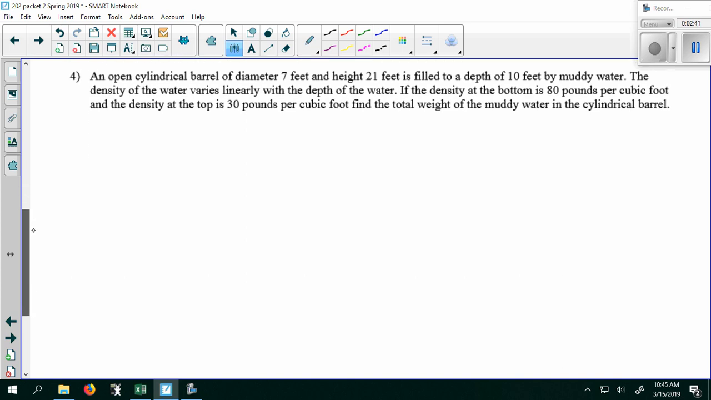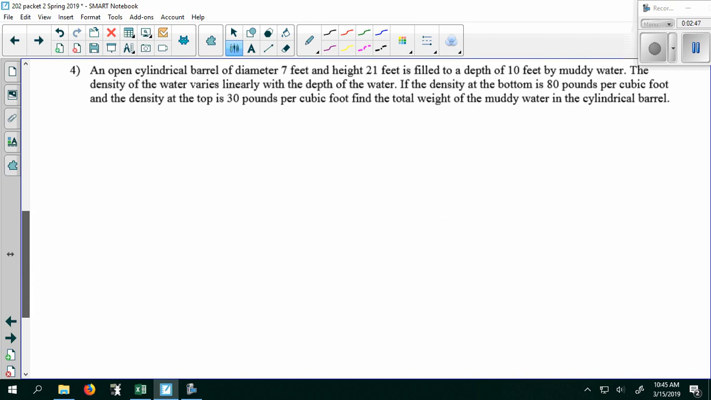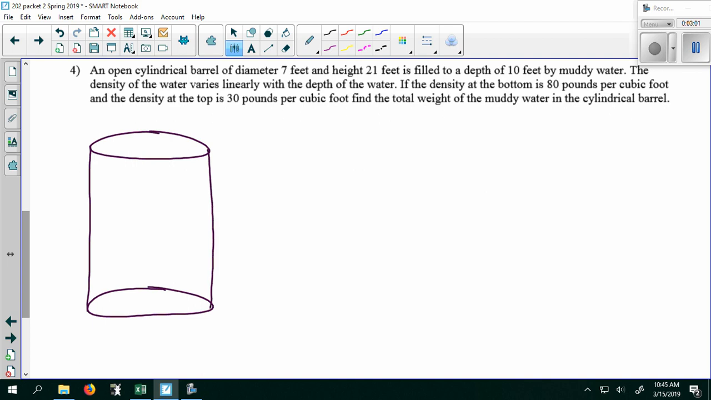So let's do an example. We have an open cylindrical barrel, diameter 7 feet, and height 21 feet, filled to a depth of 10 feet with muddy water. Okay, so I'm going to draw a picture. A cylindrical barrel. The diameter is 7 feet. The height is 21 feet. And it's filled to a depth of 10 feet with muddy water. So we've got water at a height of 10 feet.